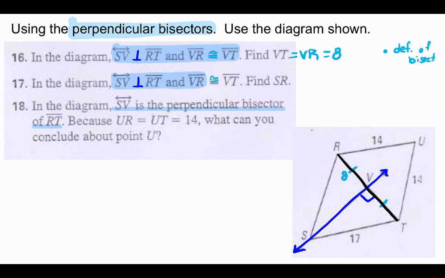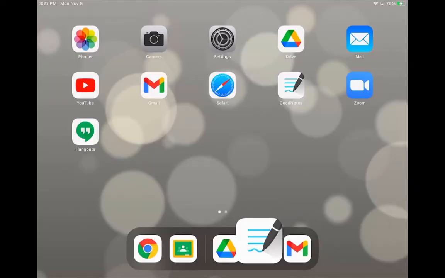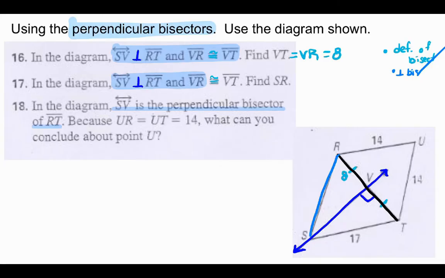In the next one, the segment we're looking for, SR, happens to be the distance from a point on the bisector to an endpoint. So we're going to use our perpendicular bisector theorem. S to R is the same as the length from S to T, and that happens to be 17. So both of those segments are 17.